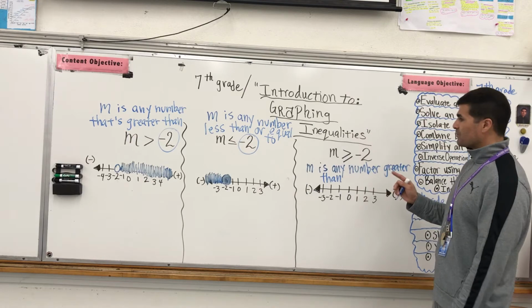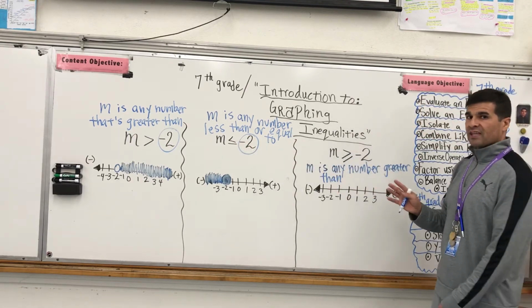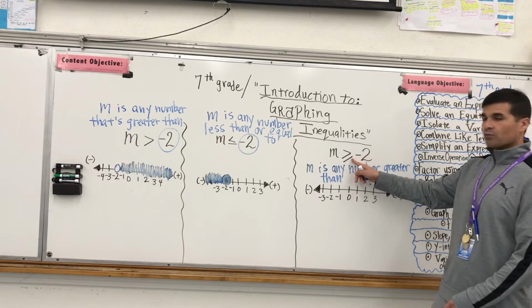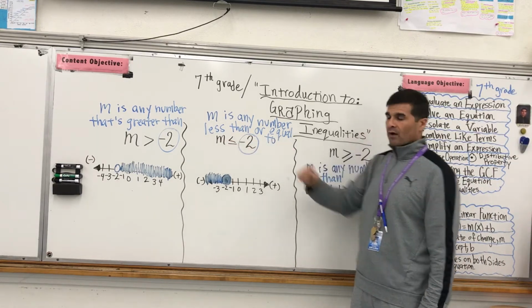They both mean the same thing. This equal sign and this equal sign are the same thing. Some of your math teachers will use a slanted equal sign. Some of them will use a straight one.